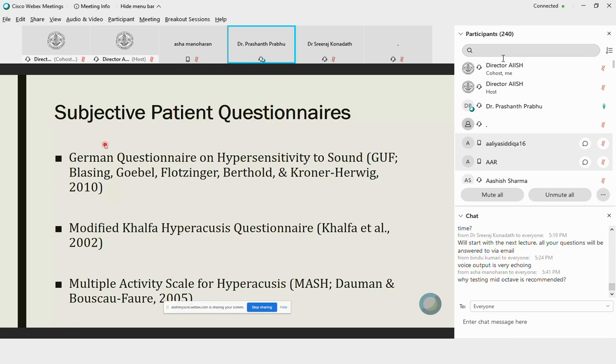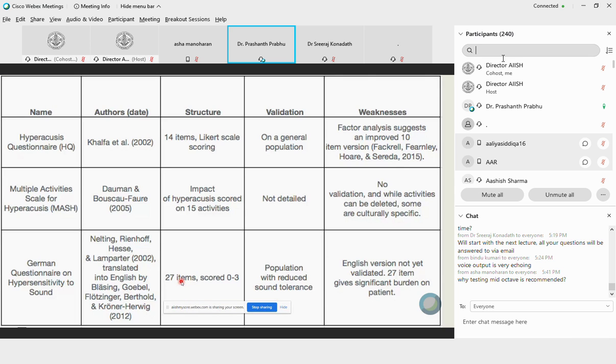So there are several questionnaires. First one is the German questionnaire on hypersensitivity to sound, and the most commonly used is the modified Kalfa hyperacusis questionnaire. That was the first questionnaire that was developed, and you have a third questionnaire called the multiple activity scale for hyperacusis. So these are 3 standardized questionnaires, but these questionnaires also have some weaknesses. The hyperacusis questionnaire was validated on a general population, it was not validated on individuals with tinnitus and hyperacusis. But recently people have adapted it into many languages. So translation and validation in many languages has been done with the Kalfa hyperacusis questionnaire. The MASH is not validated much, and the German questionnaire is in German, but the English version is yet to be validated.